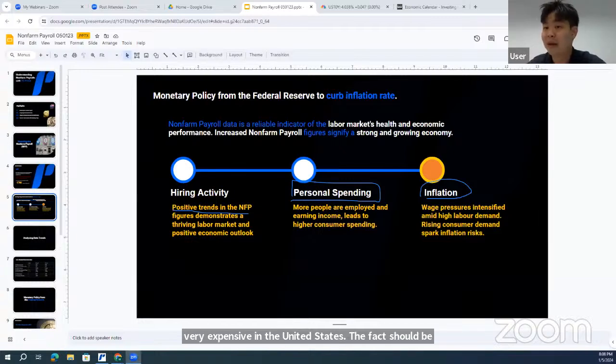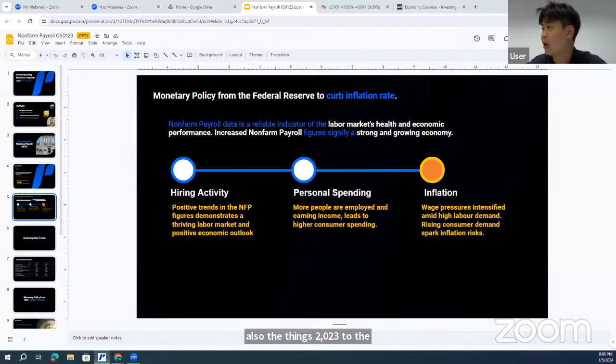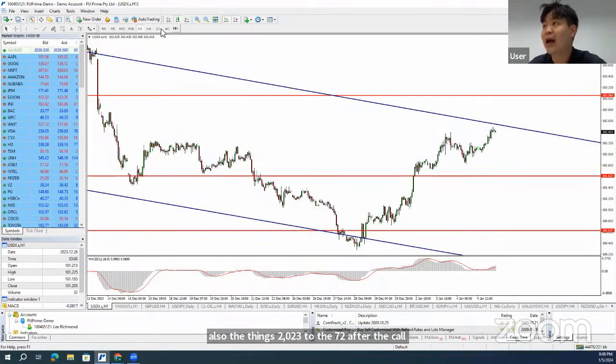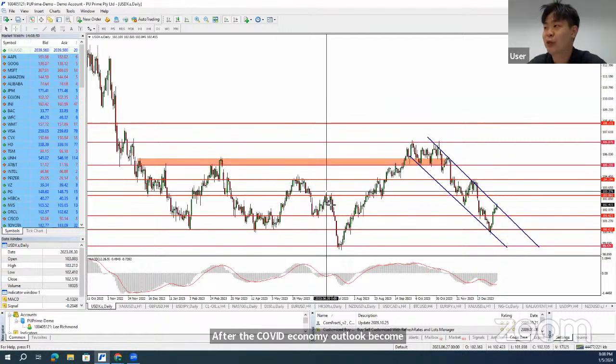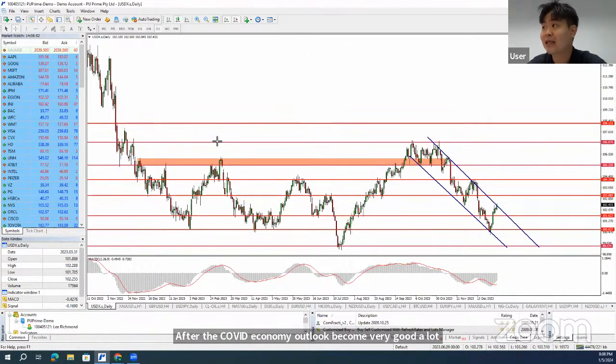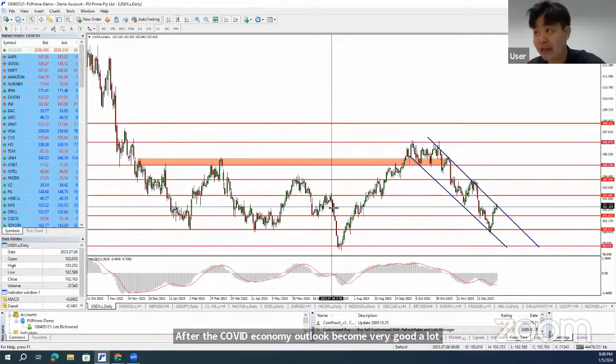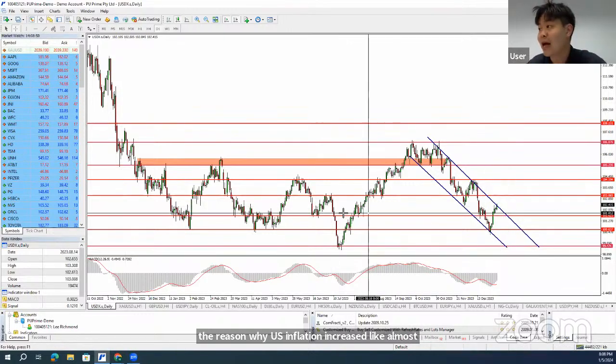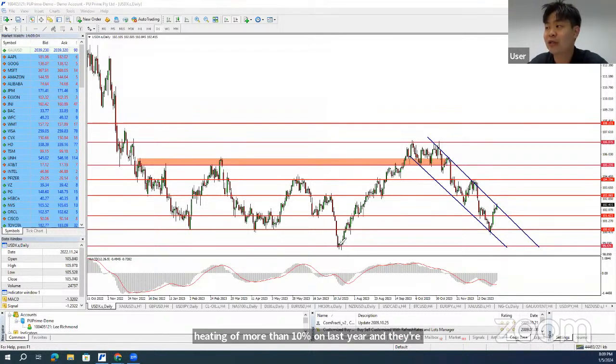This is a thing that happened in 2023, and also in 2022, after COVID, when the economic outlook became very, very good and a lot of people started to spend their money aggressively. This is the reason why US inflation increased, almost hitting more than 10% last year. And then the Federal Reserve decided to increase the interest rates. This is the proof: after inflation increased and the Fed decided to increase the interest rates, the overall trend for the dollar increased aggressively in 2023.